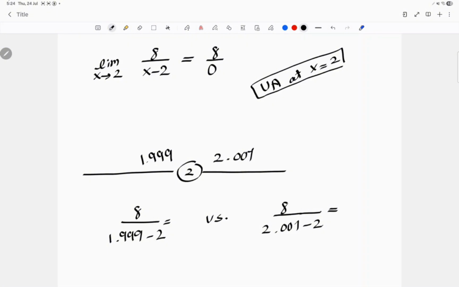If you were to use the calculator, you will get a big negative number for the left, which I will call negative infinity. And for the right, you will get a big positive number. I'll call it infinity. Are they equal to each other? No. So we're going to say that the limit does not exist. Okay. Let's do more practice.